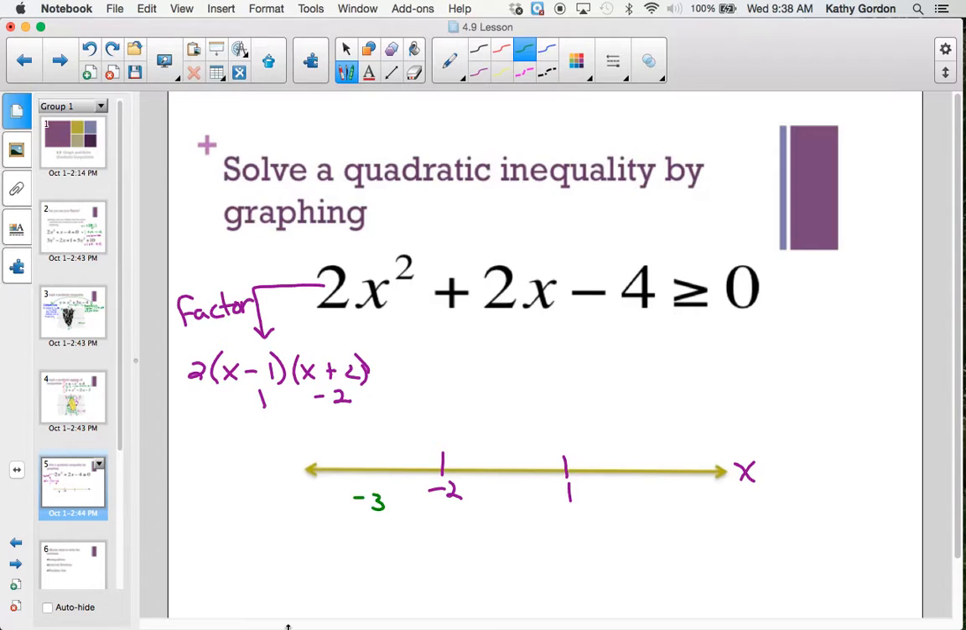What's a test value that would be in between in this section of our number line? 0. Those are easy. Love those. What's a nice, easy number that would be in this section of my number line? 2.